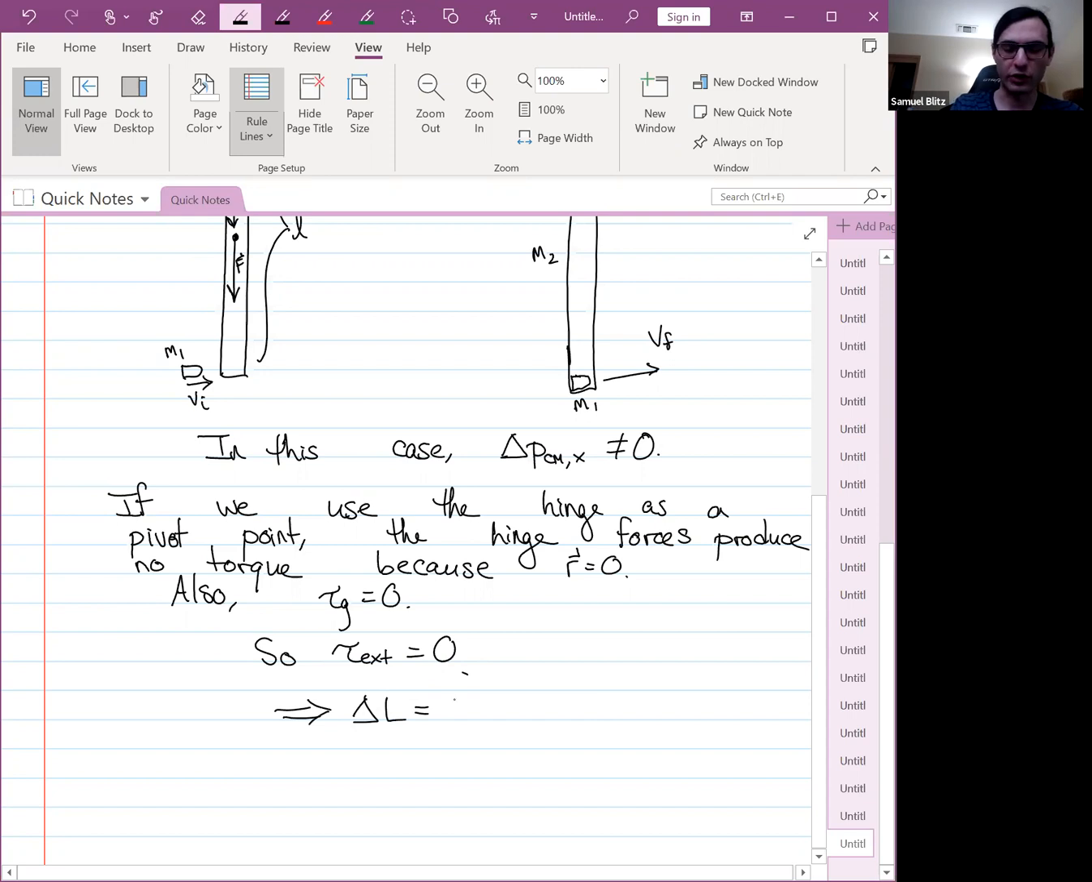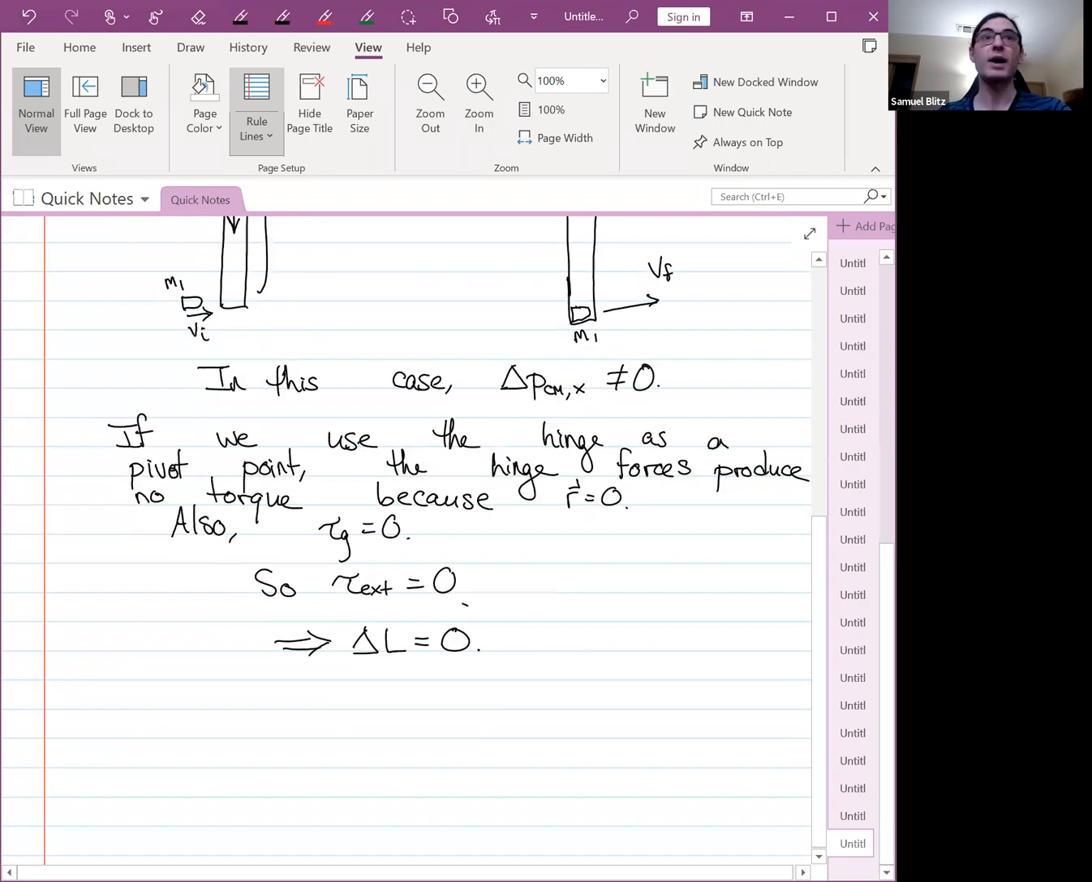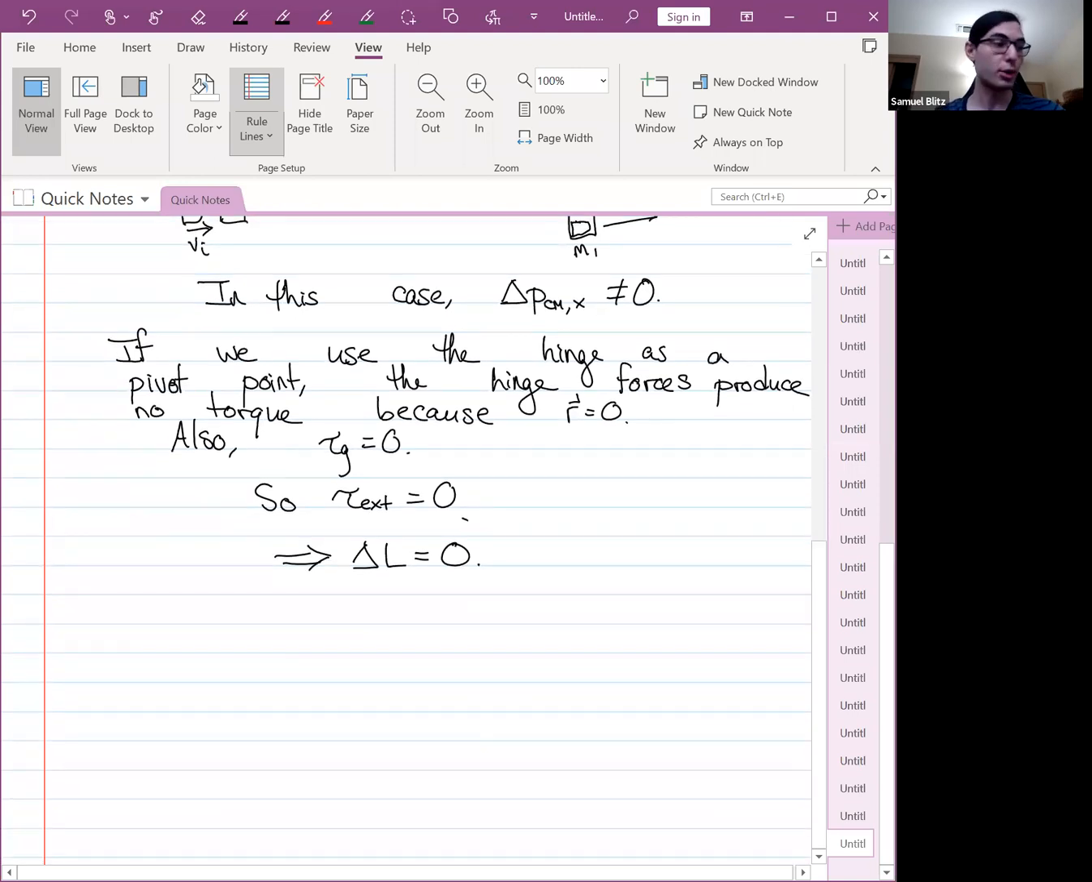That delta L is equal to 0. So we can use angular momentum conservation, that the initial angular momentum is equal to the final angular momentum, and that will still be valid and will let us solve this problem. So let's figure out what the initial angular momentum is.